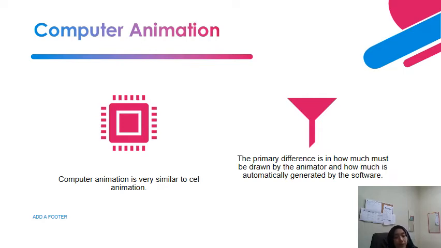Alright, now we'll go to computer animation. Computer animation is basically very similar to cell animation, using the same concept, but they use the computer to automatically generate some of the movement. So you do not need to draw each frame manually, and using computer animation you can reduce the time to develop your own animation.